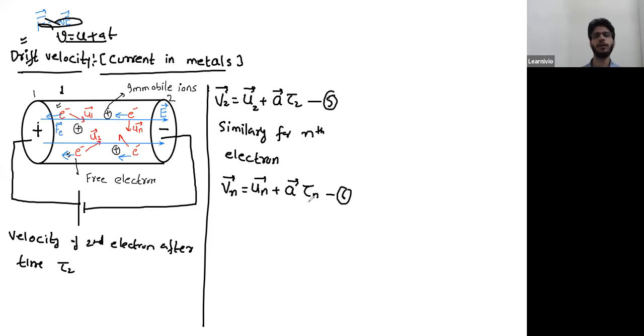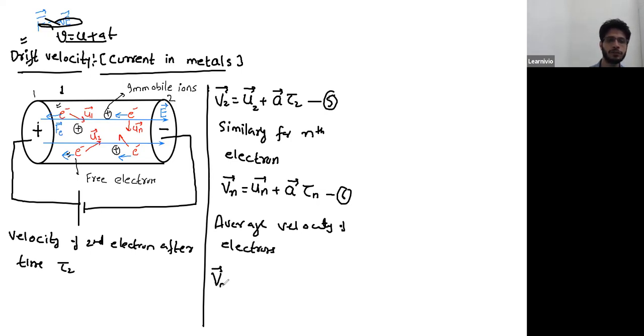So each and every electron is moving with a different velocity. But when we observe current, we observe the average one. We don't observe the individual current of each electron. We observe the average current. So we will take the average velocity. So the average velocity of electrons, V average, is V1 plus V2 up to Vn divided by n.